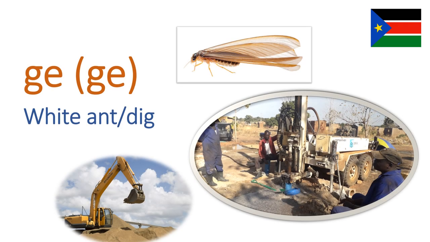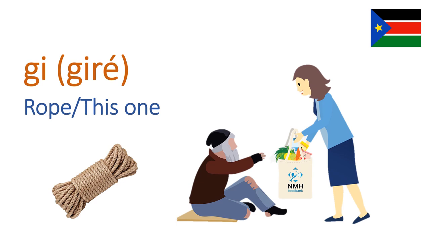Ge, it is a word with more than one meaning. It can mean a white ant and also to dig the ground. We can say gesende, that means digging the ground. Gi, gire. It is a word with different meanings. It can mean rope for tying something or for pulling something, and also can mean this one, gire.